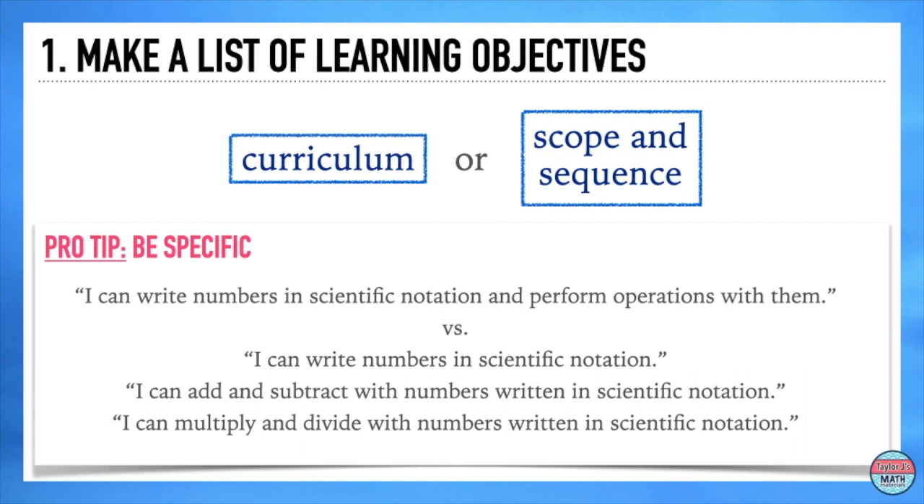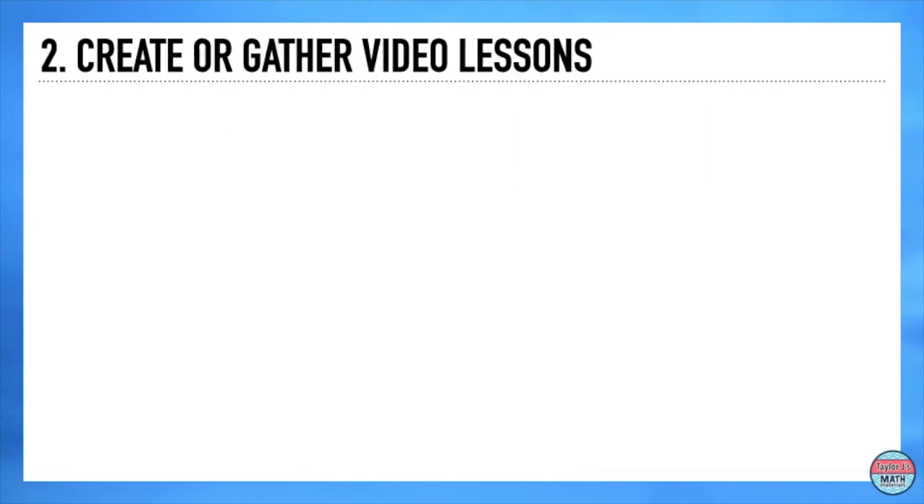One of the objectives in the curriculum that I used was "I can write numbers in scientific notation and perform operations with them." This can actually be split up into 3 smaller, more specific objectives: I can write numbers in scientific notation, I can add and subtract with numbers written in scientific notation, and I can multiply and divide with numbers written in scientific notation. And in the next section, I'm going to show you why it's so important to be so specific.